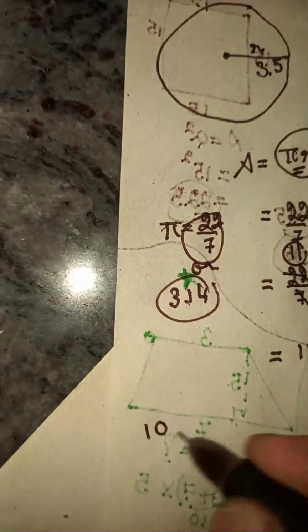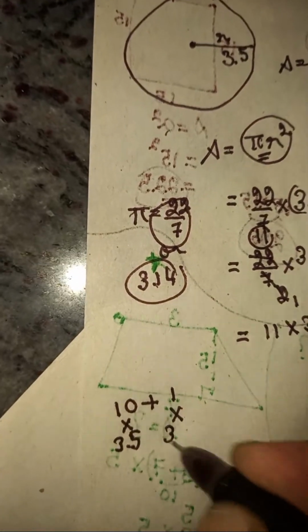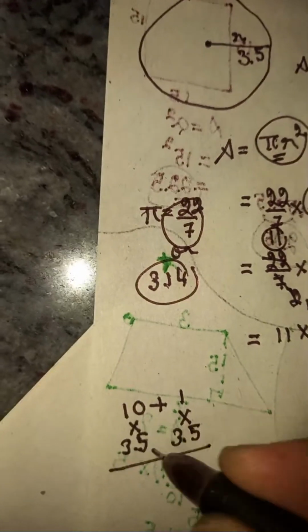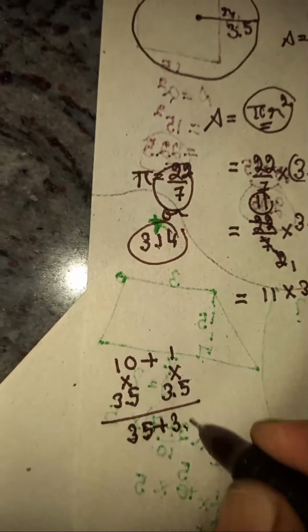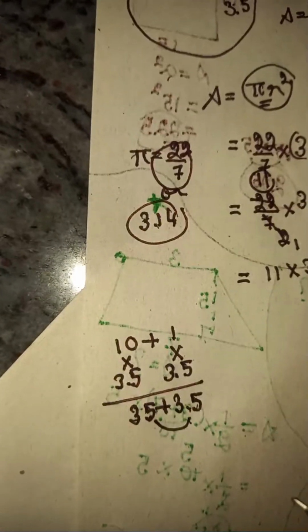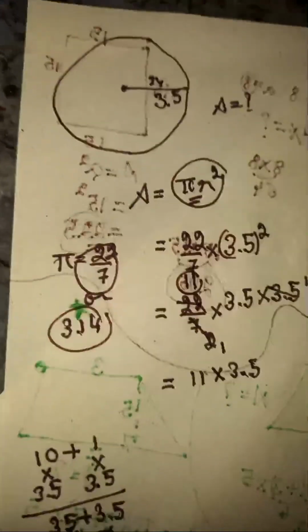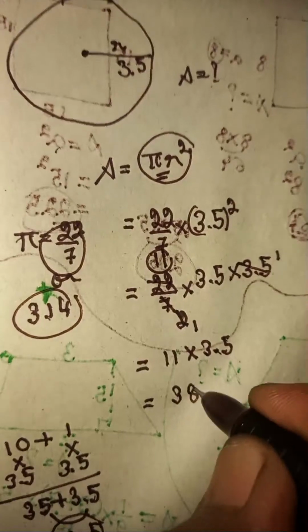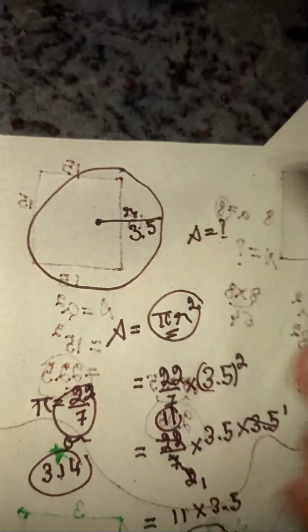11 times 3.5 means you can split 11 as 10 plus 1 and multiply each with 3.5. 10 times 3.5 is 35 and 1 times 3.5 is 3.5. 35 plus 3.5 means 38.5. So this complete thing is 38.5 square units. That is the area of this circle. Let's take one more circle.